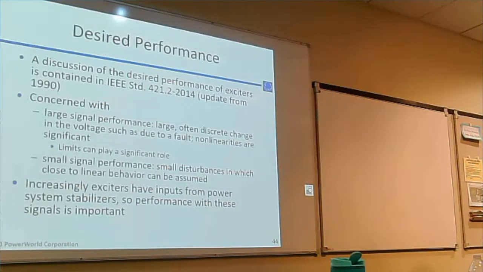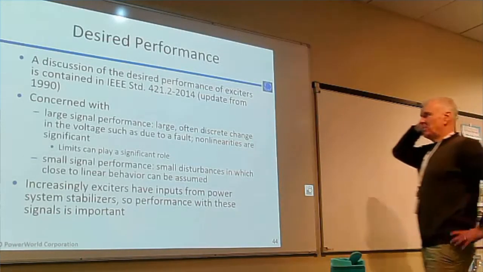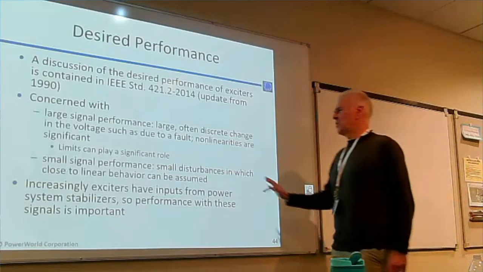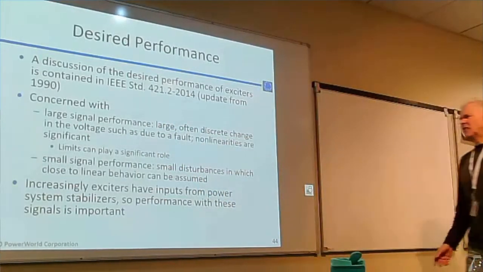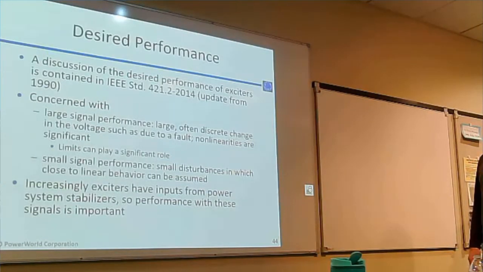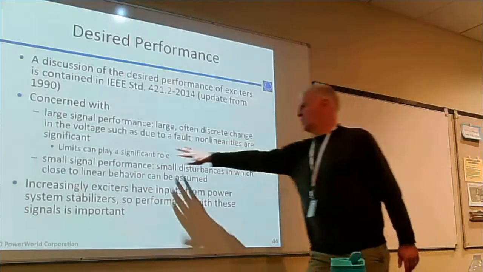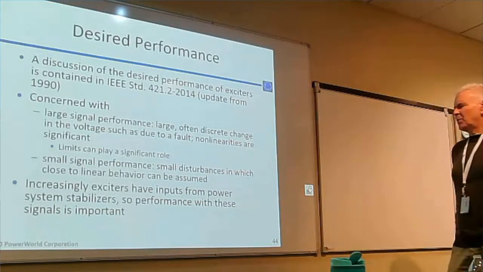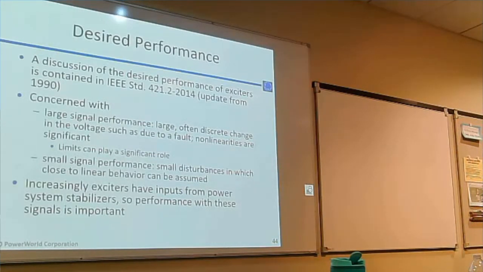What do you want for performance from an exciter? A discussion of the desired performance of exciters is actually contained in IEEE standard 421.2, which was updated in 2014. You might look at either large signal performance or small signal performance. In large signal performance, you've got an often discrete change in the voltage due to a fault. You might have significant nonlinearities, and limits can play a role. In small signal performance, you've got small disturbances in which close to linear behavior can be assumed in your device. And increasingly, exciters have input from power system stabilizers, so performance with these signals is important too.